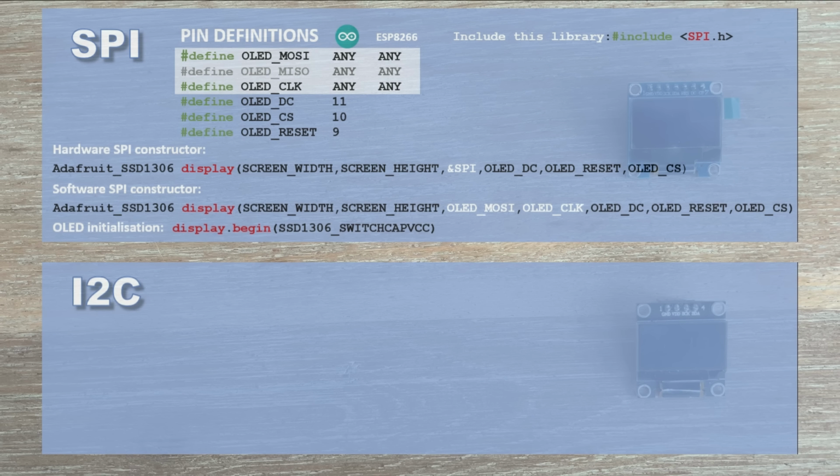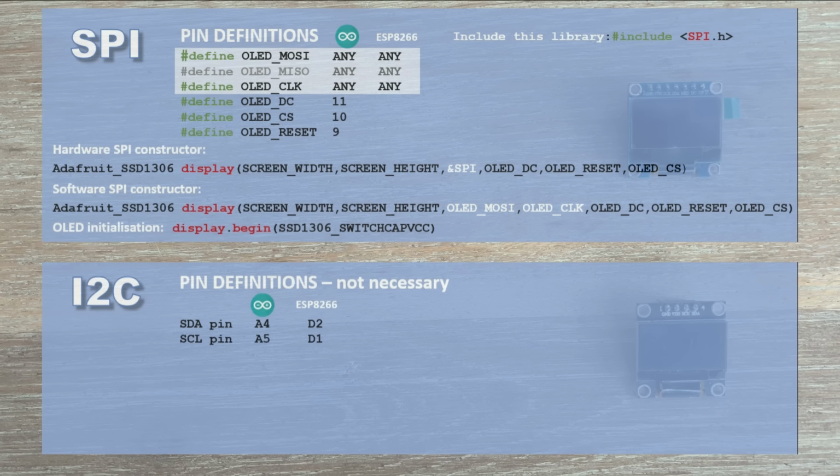Now let's take a look at I²C. With I²C, we don't have to declare pins in the code. Here are the standard I²C pins for Arduino and ESP8266. On Arduino, these pins are fixed and cannot be changed. On ESP boards, you can assign different pins, but this does not affect how the OLED display is initialized, so we won't cover that here.